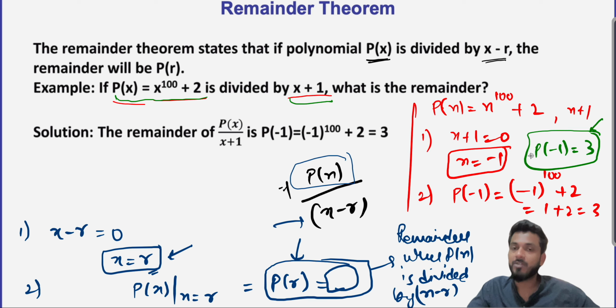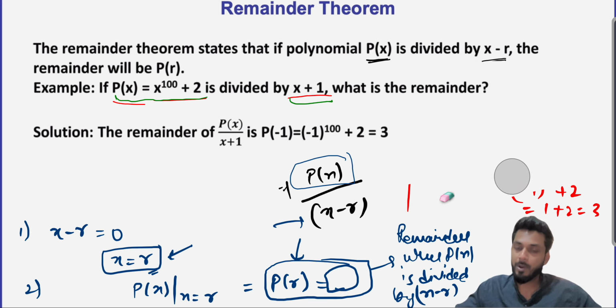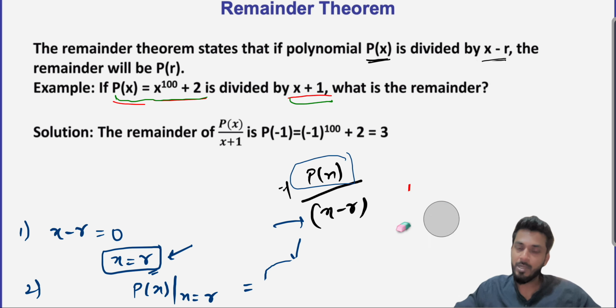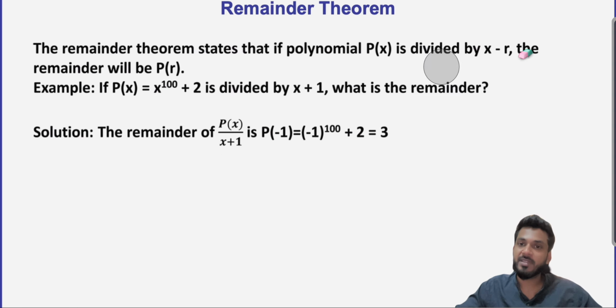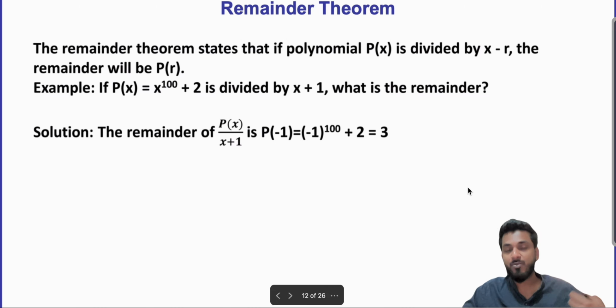So that's how we solve problems based on the remainder theorem. I hope this question is clear to all of you. It's a simple two-step process. Whatever divisor is given in the question, equate the divisor to 0, and then whatever value of x you get, substitute that value in the given polynomial, and whatever value of the polynomial you get for that particular value of x, that will be the remainder.